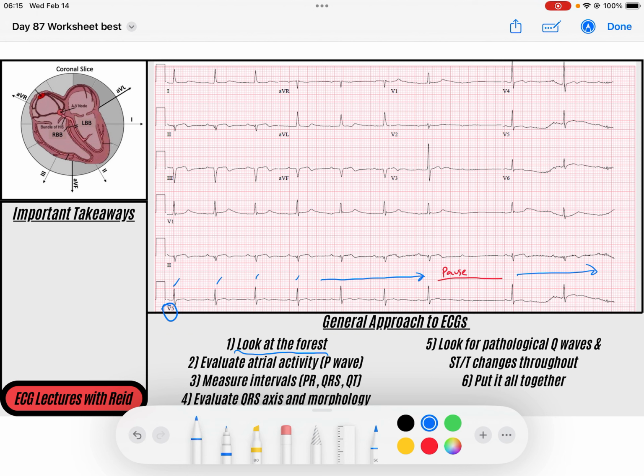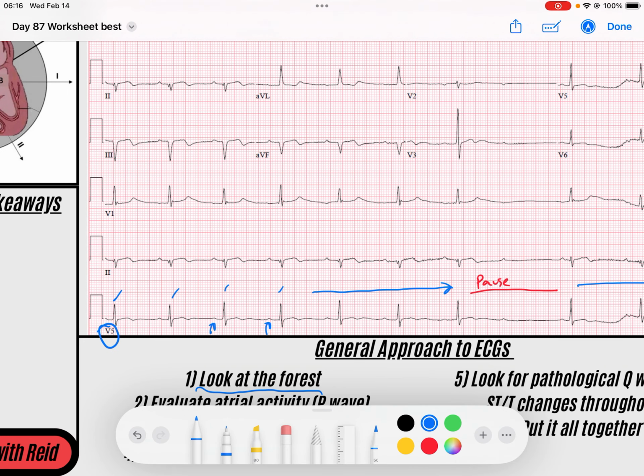But when I look here, it appears that we've got P waves before our QRSs, and that's reassuring. And the rate of our normal beats here, this is decently on a solid line, so I would say 300, 150, 100, 75, 60, probably 65 beats per minute or so.